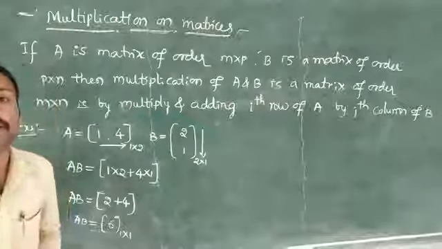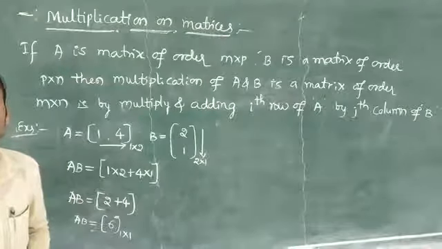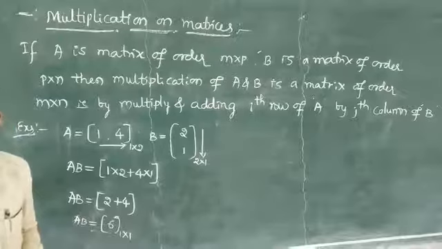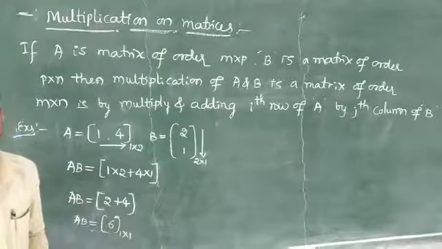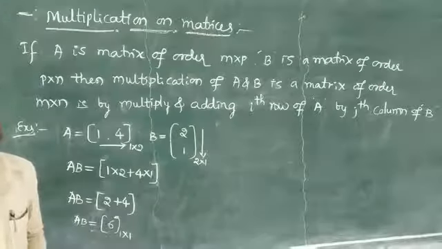The concept here is multiplication of two matrices. Multiplication of two matrices is possible only if the number of columns of the first matrix is equal to the number of rows in the second matrix.